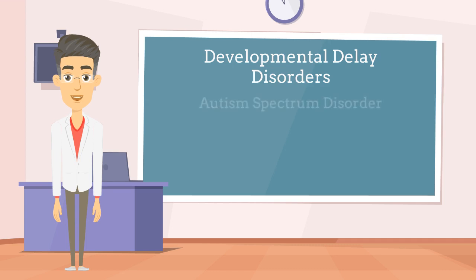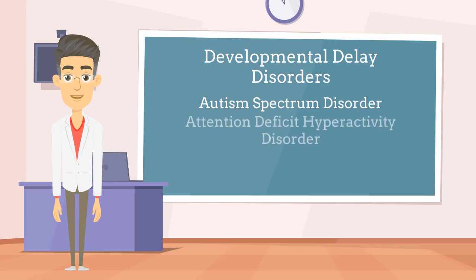Autism Spectrum Disorder. Autism is a neurodevelopmental disorder characterized by challenges in social interaction, communication, and repetitive behaviors. Individuals with autism may have difficulty understanding social cues, expressing themselves verbally, and forming relationships. Attention Deficit Hyperactivity Disorder. ADHD is a neurobehavioral disorder that involves difficulties with attention, hyperactivity, and impulsivity. Children with ADHD may struggle to sustain focus, control impulsive actions, and exhibit restlessness or excessive activity levels.